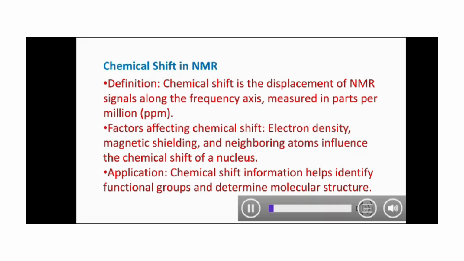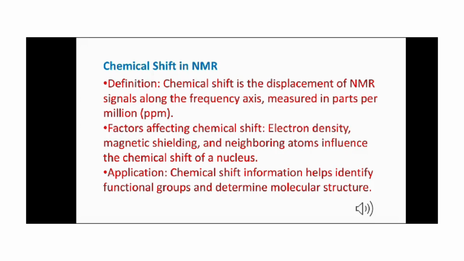Chemical shift in NMR. Definition: chemical shift is the displacement of NMR signals along the frequency axis, measured in parts per million. Factors affecting chemical shift: electron density, magnetic shielding, and neighboring atoms influence the chemical shift of a nucleus. Application: chemical shift information helps identify functional groups and determine molecular structure.